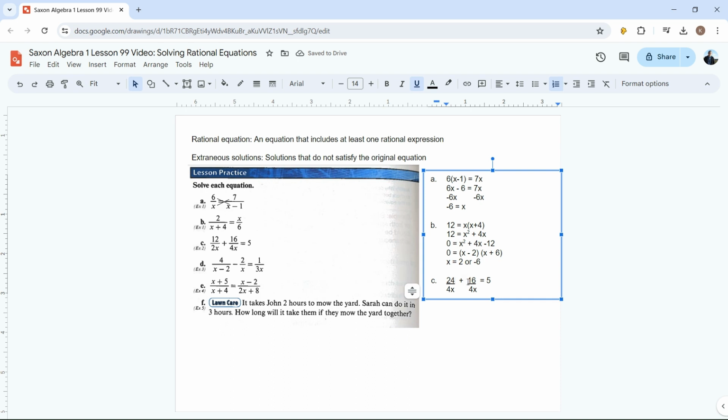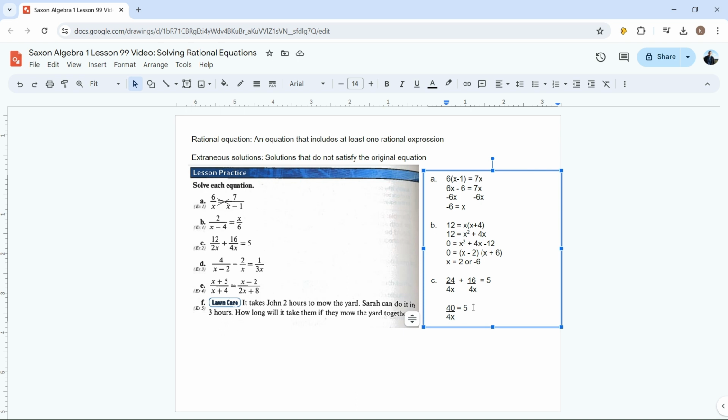And now I can add these, 24 plus 16. So I'm just going to do this on the next line down. 24 plus 16 is 40. And then this is going to be 40 over 4x equals 5 on the right-hand side. On this side, I need to make sure I divide my 40 by 4x. One thing you might notice right away is I can actually simplify this 40 over 4x.